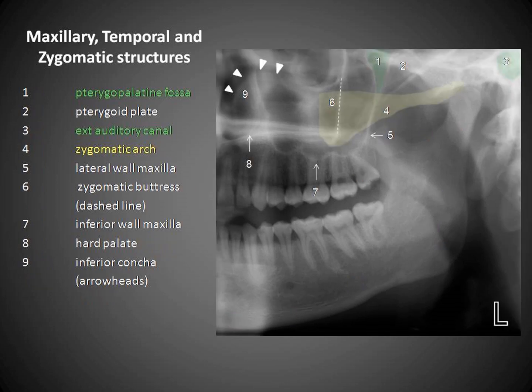Coming to the maxilla, there's a lot more complicated overlap and superimposition of anatomical landmarks here. You can see the pterygopalatine fossa. It's like a teardrop shaped structure here. Pterygoid plates over here. External auditory canal, that is your ear canal. Zygomatic arch, which is shown in yellow. Lateral wall of the maxilla, this entire thing, your maxillary bone. Zygomatic buttress, somewhere here, the dashed line, and inferior wall of the maxilla. I would say this is the maxillary sinus floor as well, and hard palate, and of course the inferior concha, which is inside your nose.